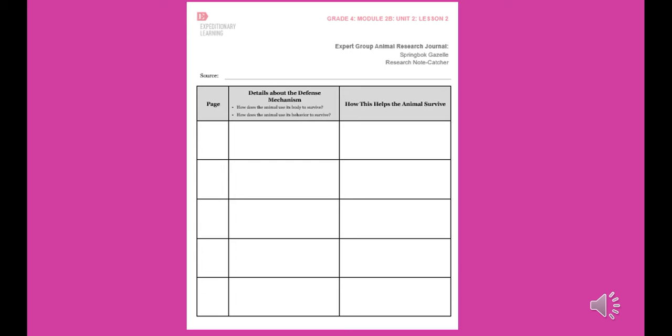In this middle column, we're going to write down details from the text. So we're going to take information right from those pages, insert it into the chart, and then in the right-hand column, we'll write down how this helps the animal survive. So that's sort of our interpretation or our inference about how that defense mechanism helps the animal survive. So we'll be filling out those 3 columns, and there's about 5 or 6 spaces on this page for us to fill out, and we will use our text to help us find that information.